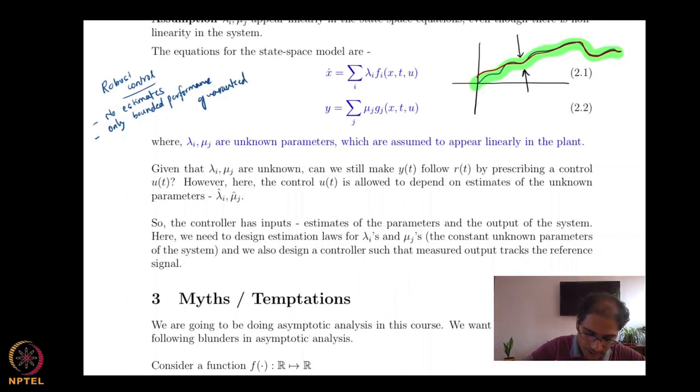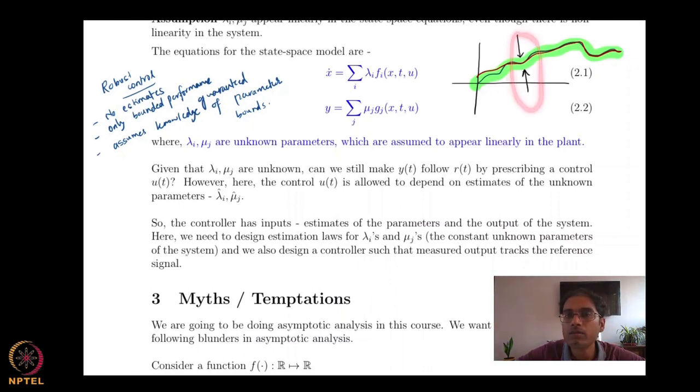The other thing is, a robust controller typically assumes knowledge of parameter bounds. Without parameter bounds, there is no way to give bounds on this here. You cannot give such a bound here. Therefore, robust control assumes knowledge of parameter bounds. Adaptive control does not. So these are the key differences between robust control and adaptive control.